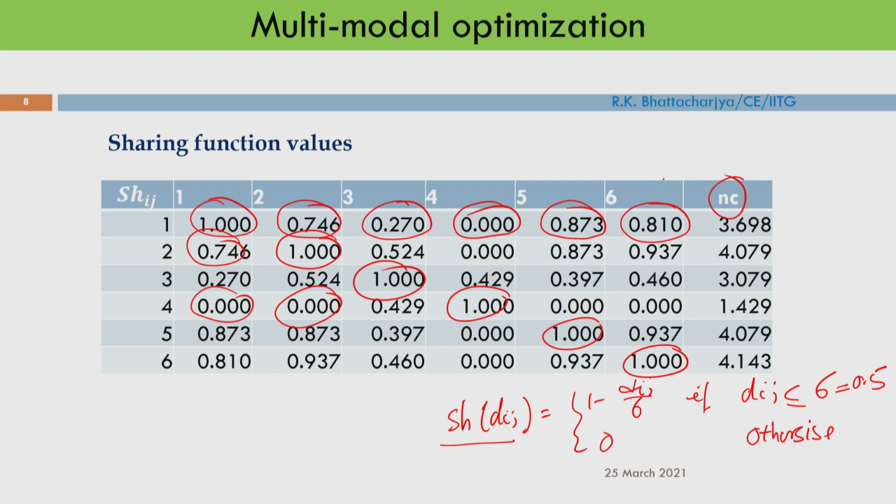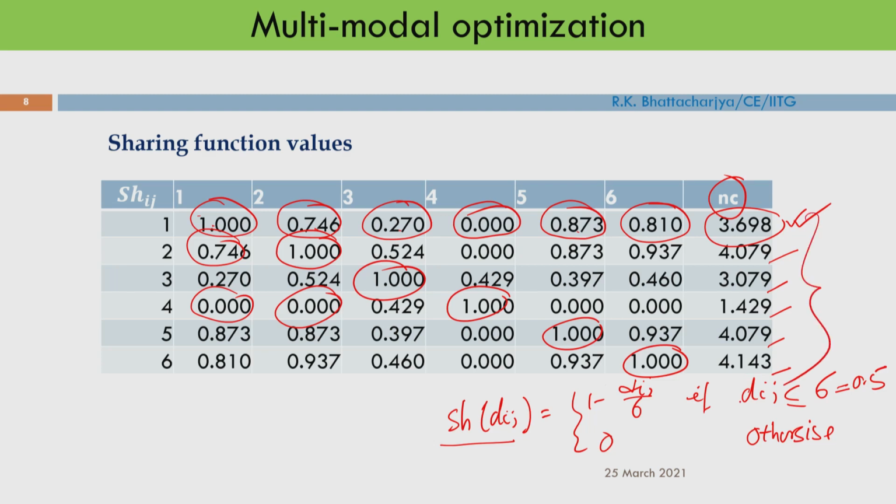Now, what is niche count, NC? This is the summation of all the sharing function values. So, if I add all these, 1 plus 0.746 plus 0.27 plus 0.873 plus 0.810, I should get 3.698. So, this is the summation of sharing function values from 1 to 6, and for the next you are getting 4.079, and here you are getting 3.079, here you are getting 1.429, and here you are getting 4.079, and here you are getting 4.143.